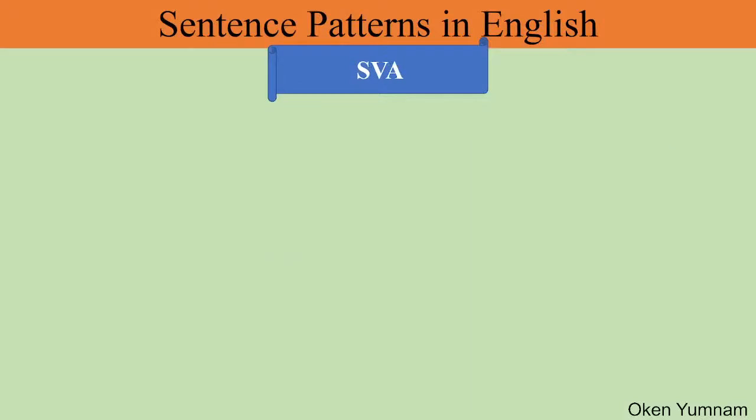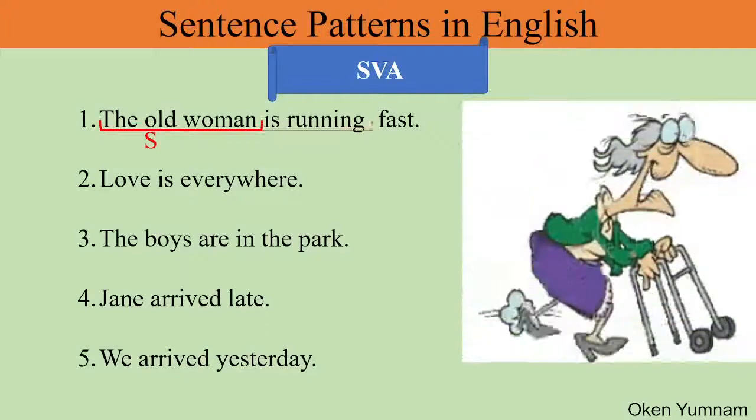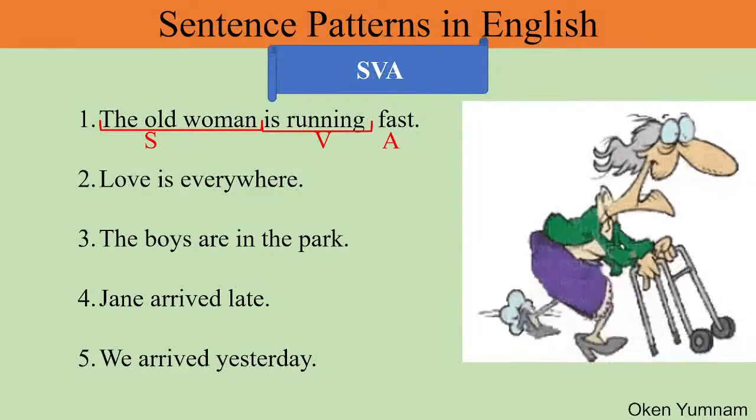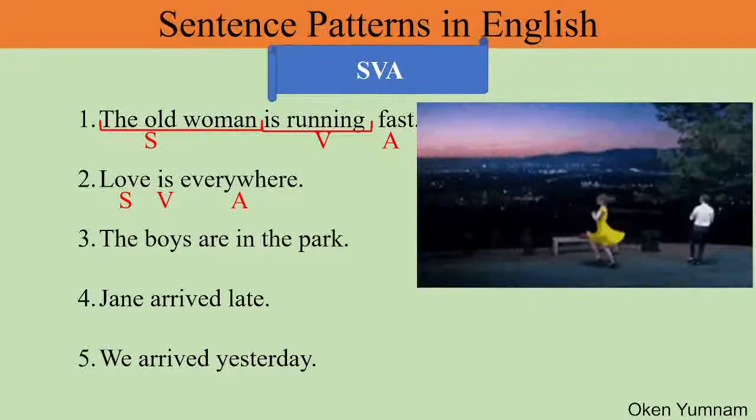Now let's look at the pattern SVA: subject, verb, adverbial. Look at sentence number 1 here. The old woman is running fast. So you can ask, the old woman is running how? Fast. You get the reply fast when you ask the question how. So fast is the adverbial.